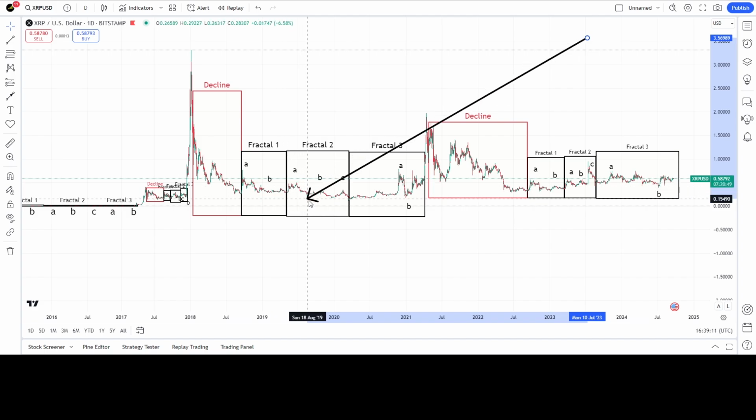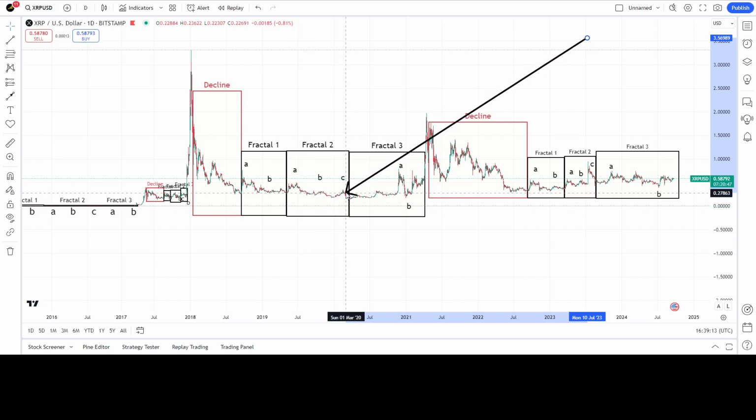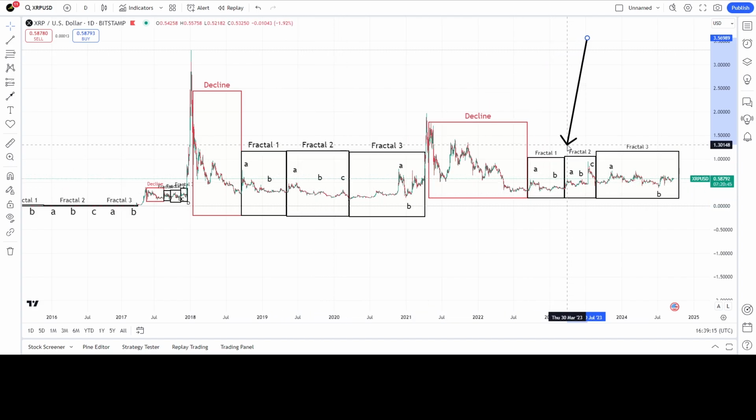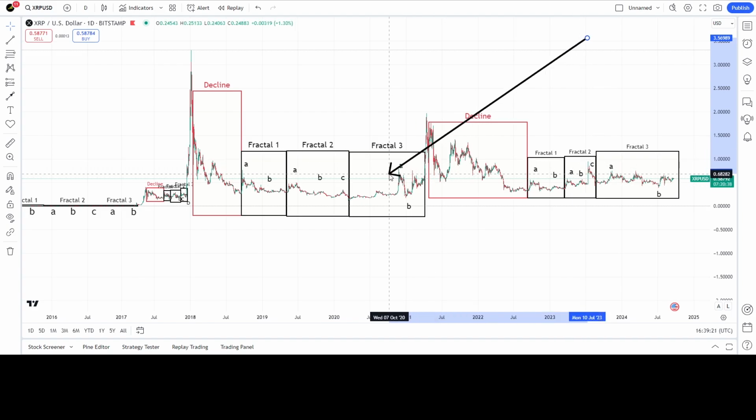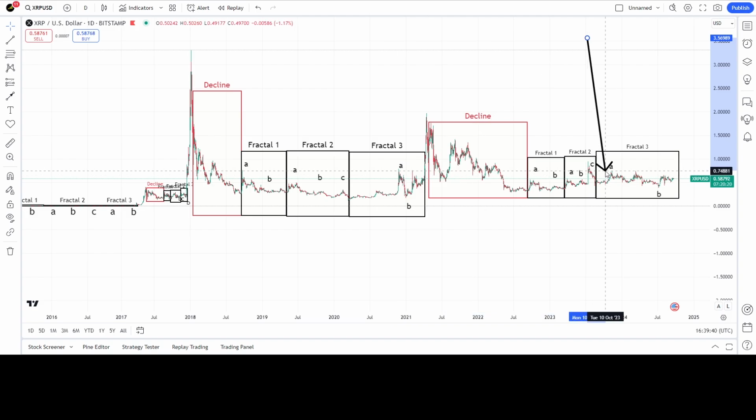Fractal 2 has 3 waves. Sure, it's going to look different every single time, as we see here, but the 3 waves are easy to count and detect. This third range-bound fractal is very big in some ways. It moves up to a peak. Look how long it took for the peak to come on this third range-bound fractal compared to this one.